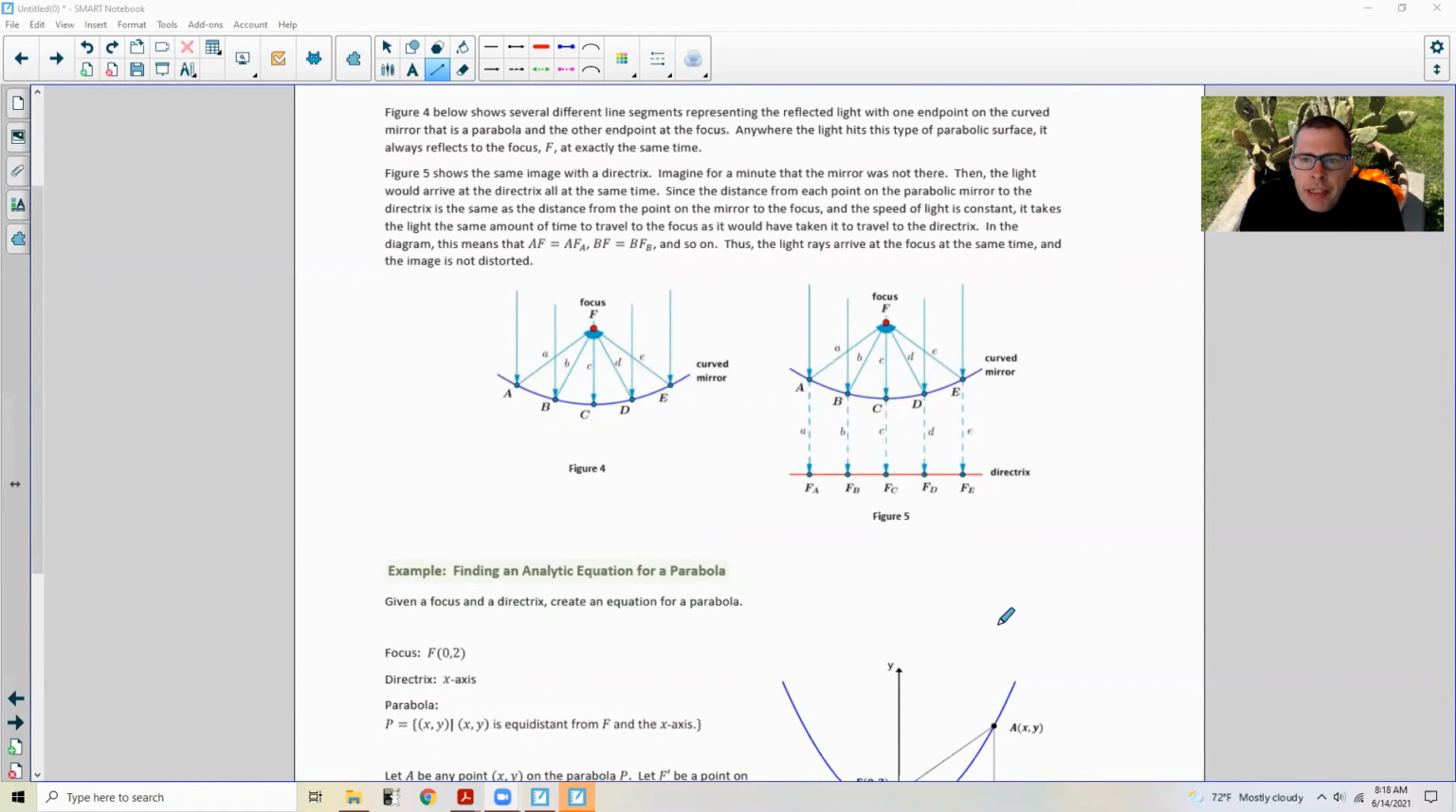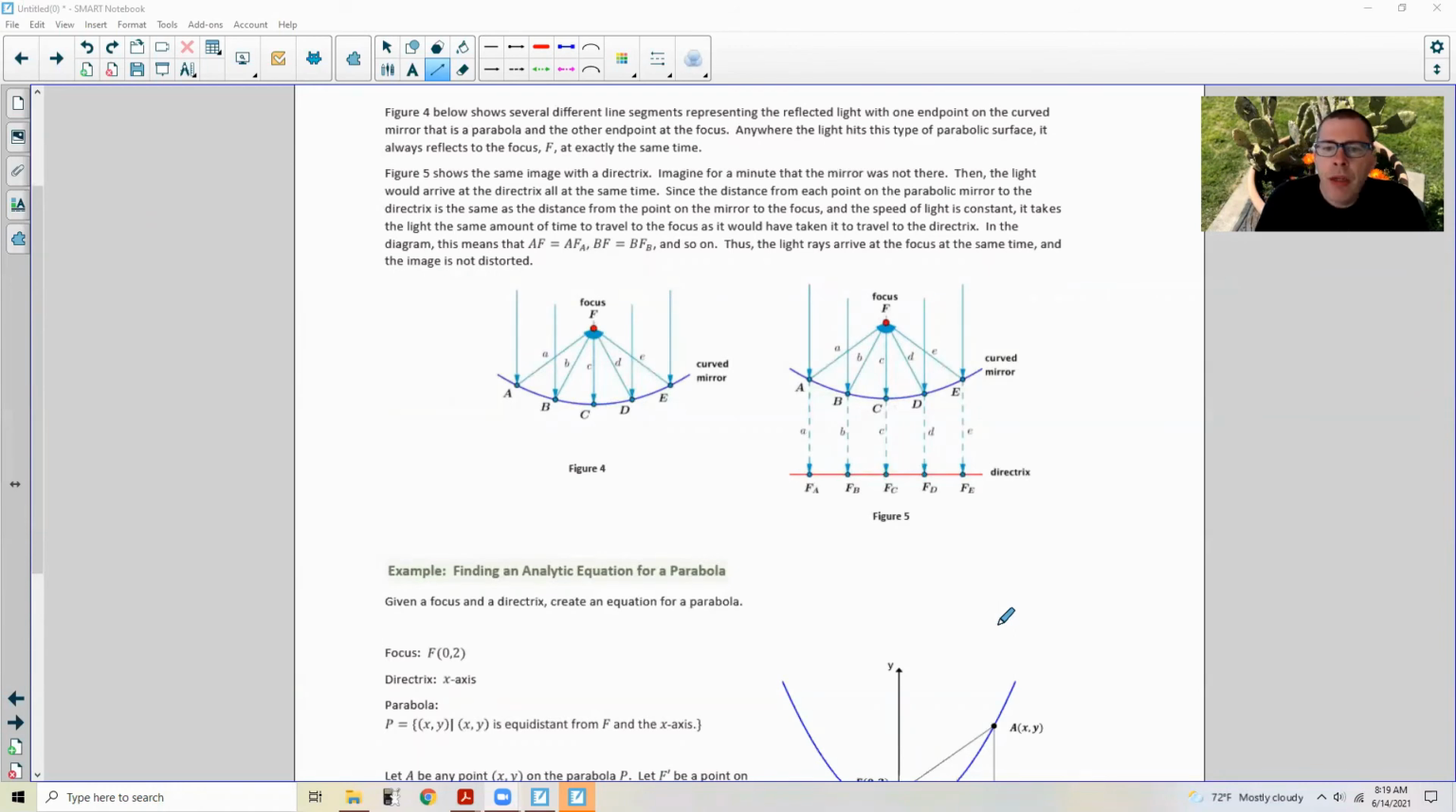Imagine for a minute that the mirror was not there. Then the light would arrive at the directrix at the same time. Since the distance from each point on the parabolic mirror to the directrix is the same as the distance from the point on the mirror to the focus, and the speed of light is constant, it takes the light the same amount of time to travel to the focus as it would have taken it to travel to the directrix, okay?